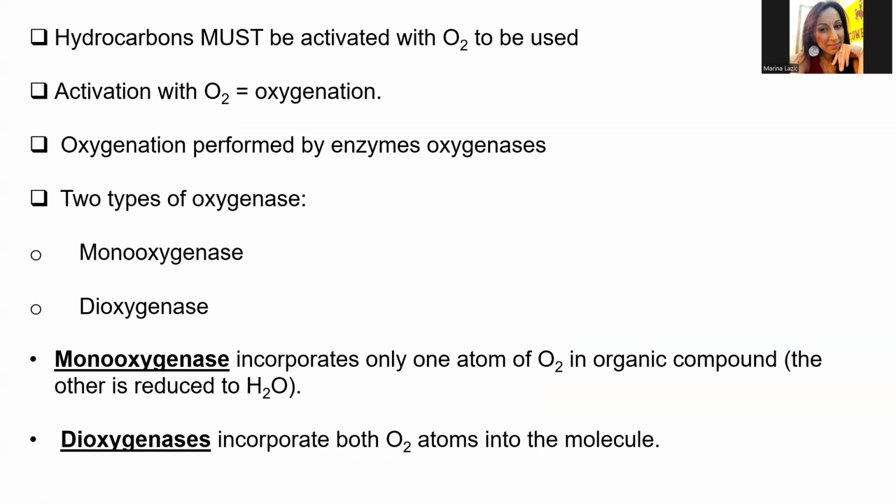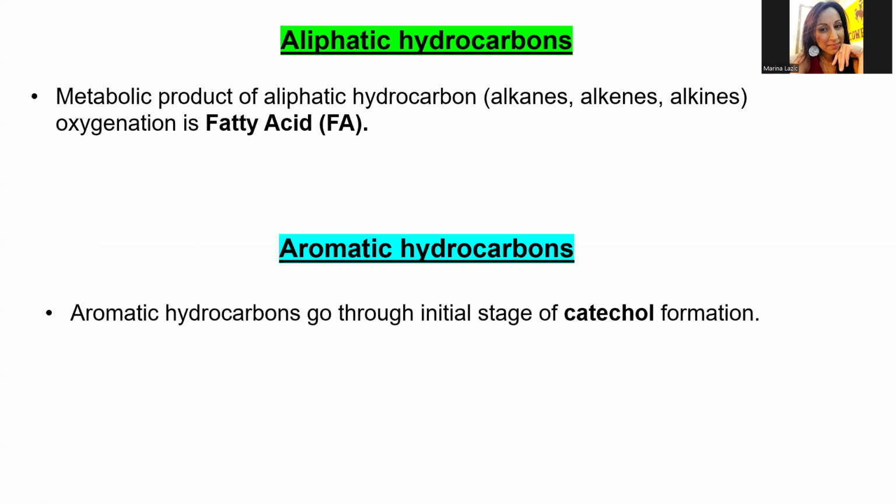Monooxygenases will incorporate only one oxygen and the other one they will reduce to water, while when you have dioxygenases, they will incorporate both oxygen atoms into the molecules. Again, famous dioxygenases are in BTEX degradation. Methane degradation is done through monooxygenase.